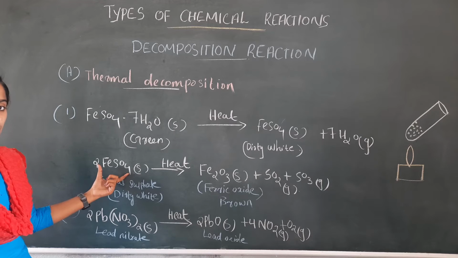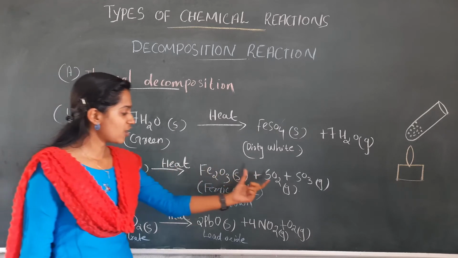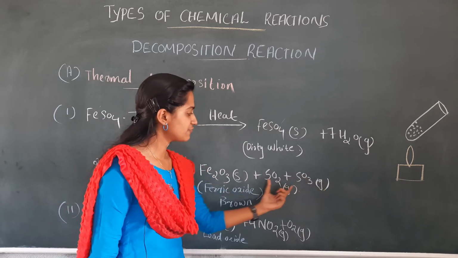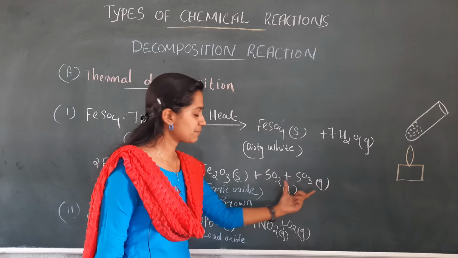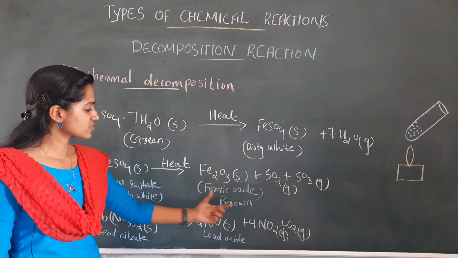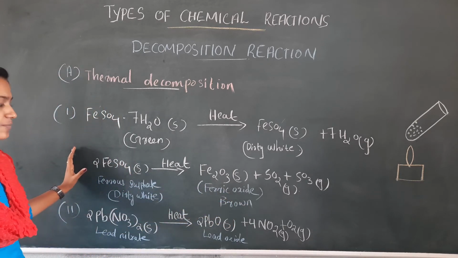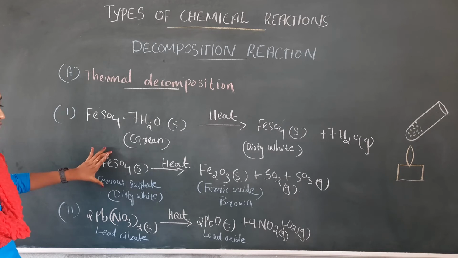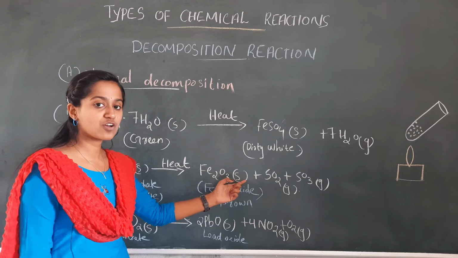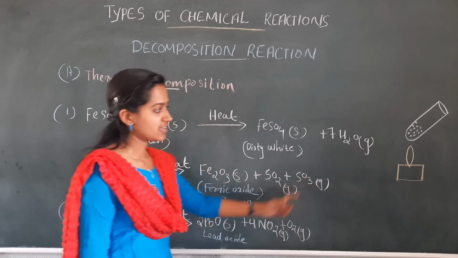this ferrous sulfate solid is heated again to produce ferric oxide along with sulfur dioxide and sulfur trioxide gas. These sulfur dioxide and sulfur trioxide gases have a pungent, irritating smell, and the formed ferric oxide is brown in color. So this is an example of a decomposition reaction. Here the ferrous sulfate decomposes to form three products: ferric oxide, sulfur dioxide and sulfur trioxide.